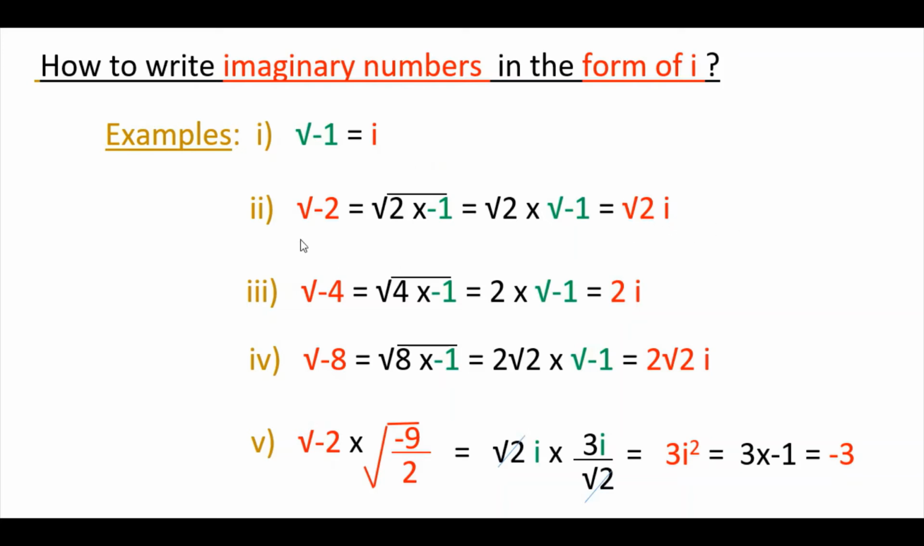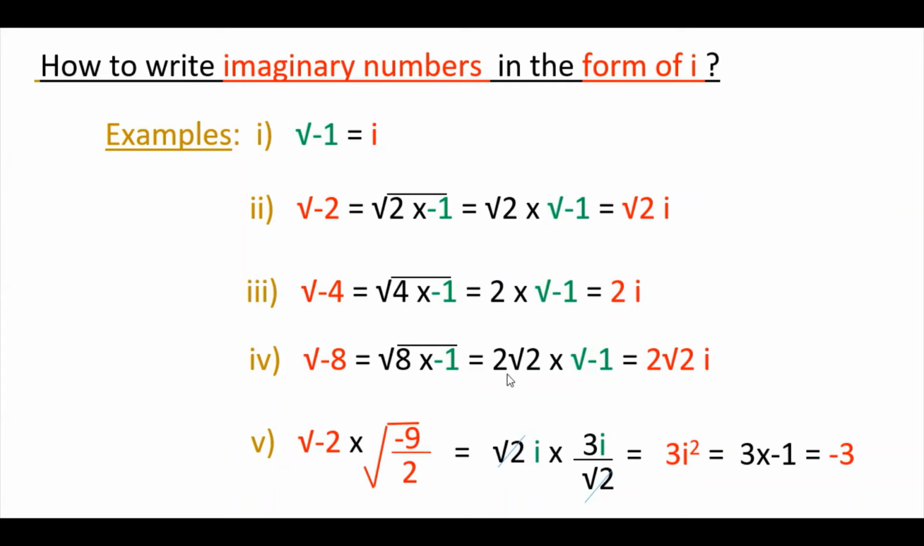So that is i. So square root of minus 2 is root 2 i. And square root of minus 4, this also you can write as square root of 4 into square root of minus 1. Square root of 4 is 2, so 2i.